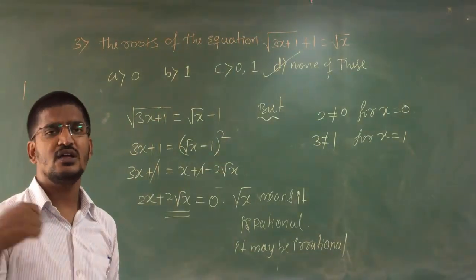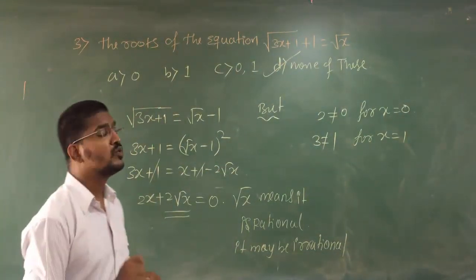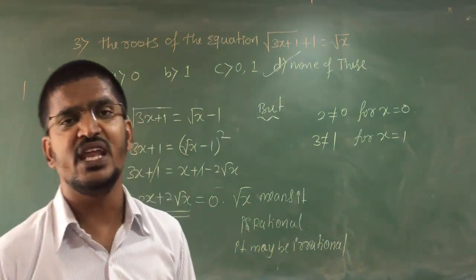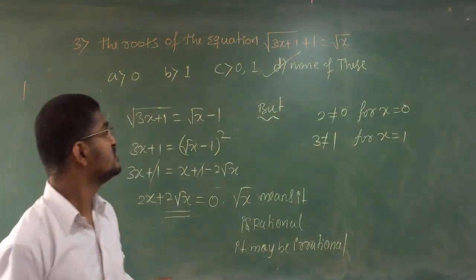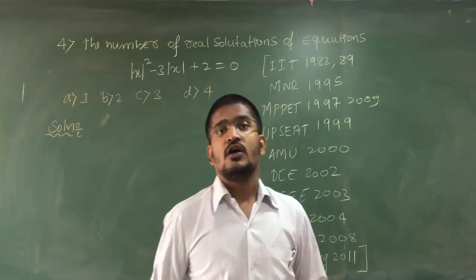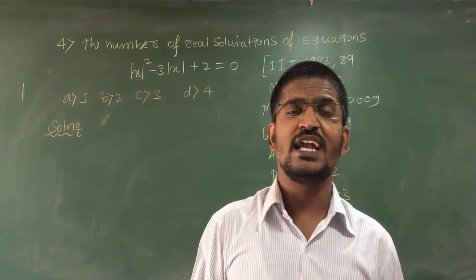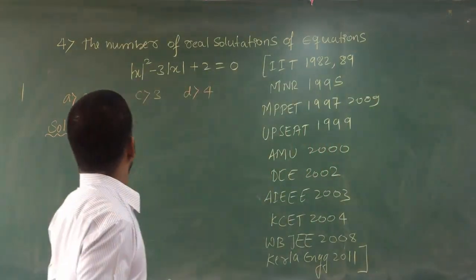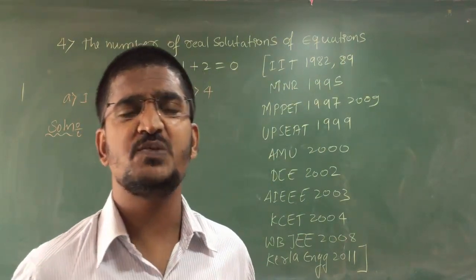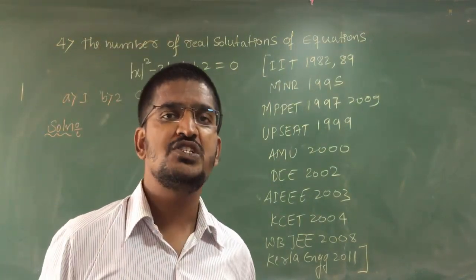Or you can use the second method by using trial and error. You put 0, check LHS and RHS. You put 1, check LHS and RHS. That is called the trial and error method. It will be very easy. So therefore your answer is what? None of these.